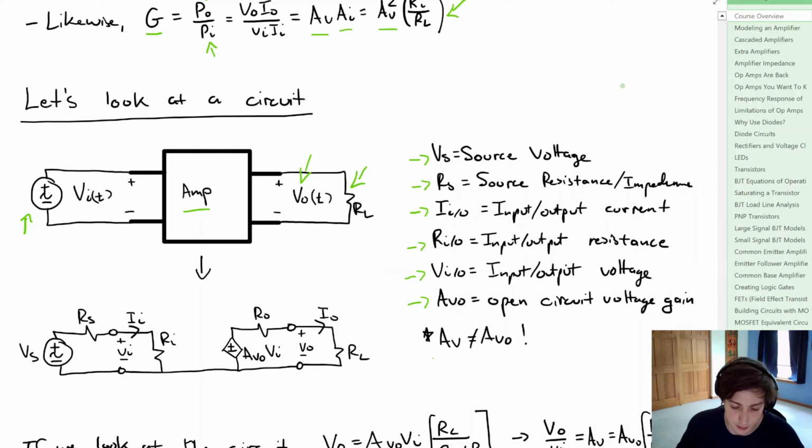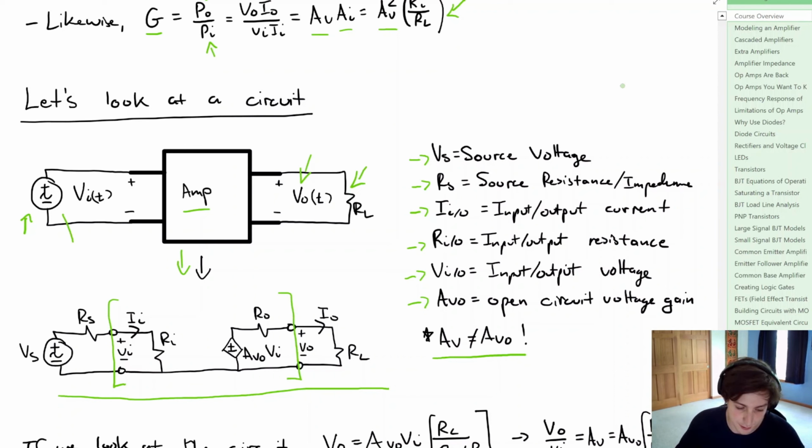Now the open circuit voltage gain is not equal to the voltage gain, and we'll see what we're talking about here in a second. Now commonly, you'll see this amplifier circuit expressed as this circuit here, where all of this is your amplifier. Notice here, Vi of t turned into that source resistance and your true voltage source.